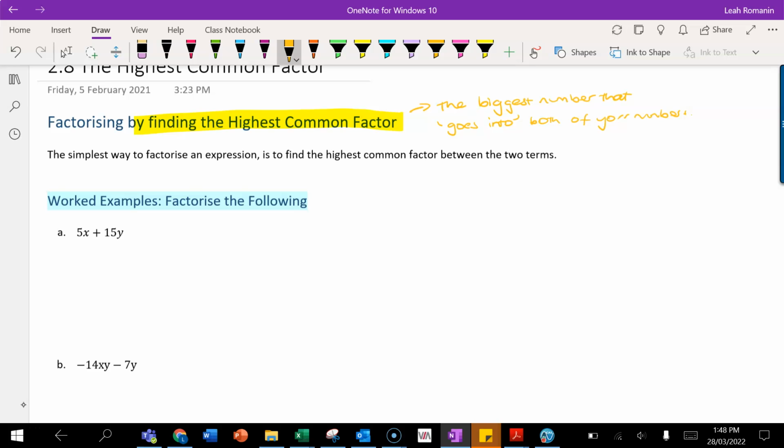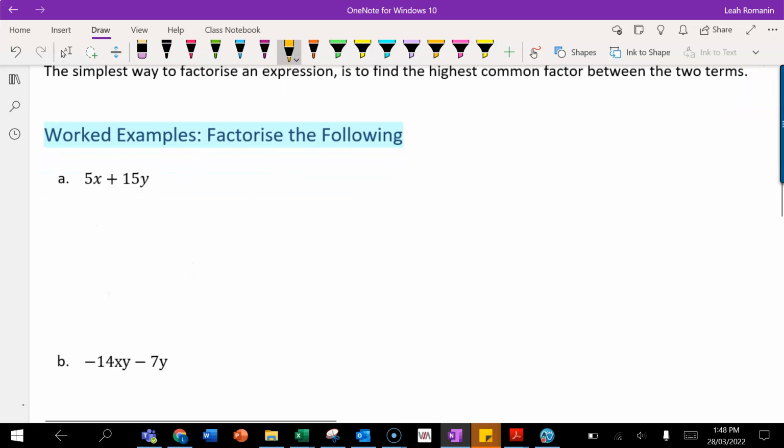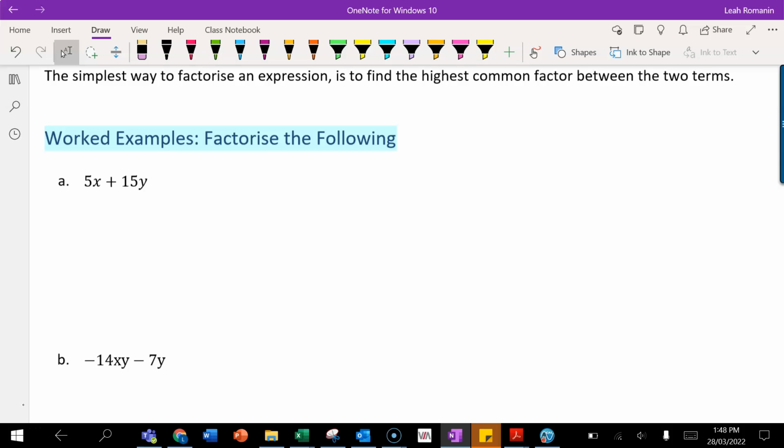So, looking at these examples here, highest common factors include numbers and letters, and we'll get to the letters in just a moment. But first, let's look at our first example. So we have 5x plus 15y. What I'm going to do first is pick my highest common factor. The biggest number that goes into 5 and 15 is 5, because 5 goes into 5 once and it goes into 15 3 times. I can't pick a bigger number than 5 because a number can't go into 5 that's bigger than 5. Now, neither of my letters are matching, so my highest common factor is just going to stay as 5.